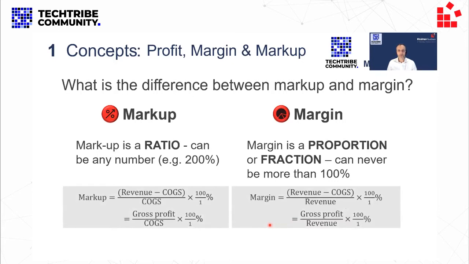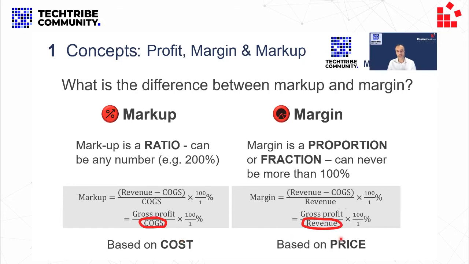For both markup and margin, you have gross profit above the line. But for markup, you divide by the cost of goods sold. That's why markup is a ratio to the cost, whereas margin is a ratio based on price. So markup is based on cost, margin is based on price.